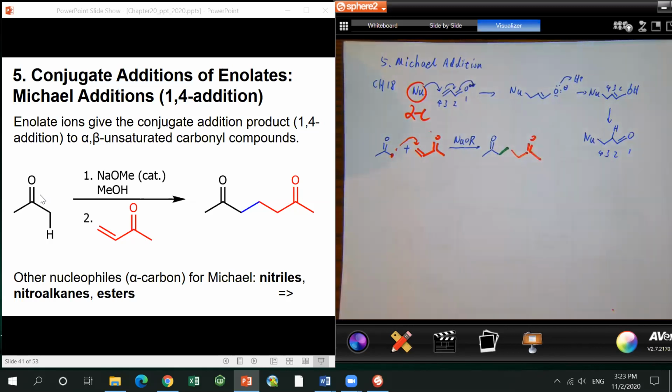And not only the ketone can be used as that kind of nucleophile. Other species that contribute an alpha carbon can do the alpha beta unsaturated Michael addition, like nitrile, nitroalkene, or ester. I will give an example later.